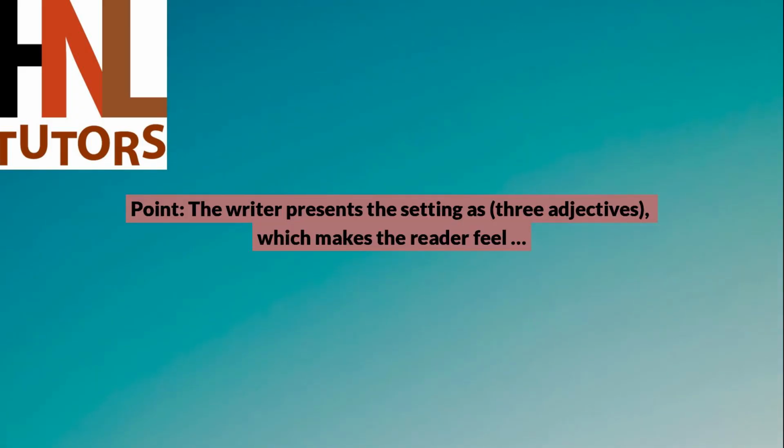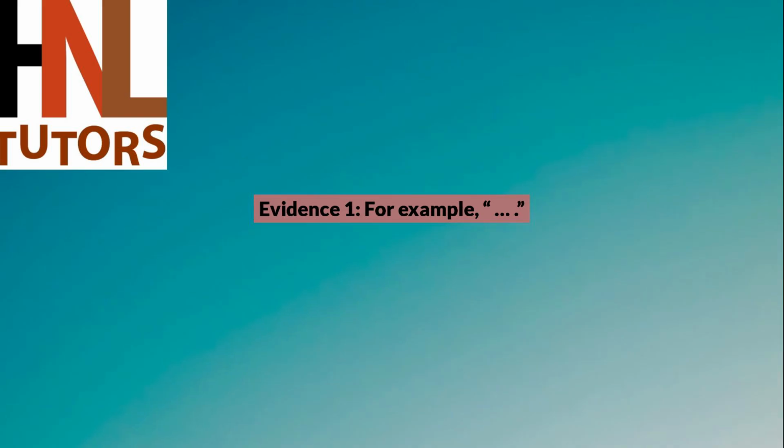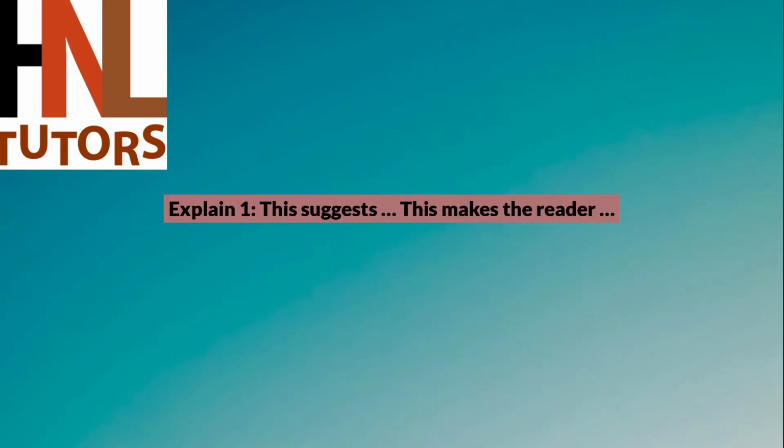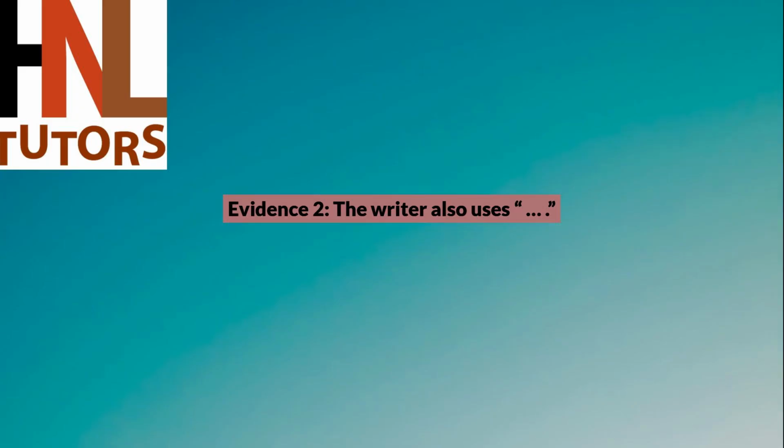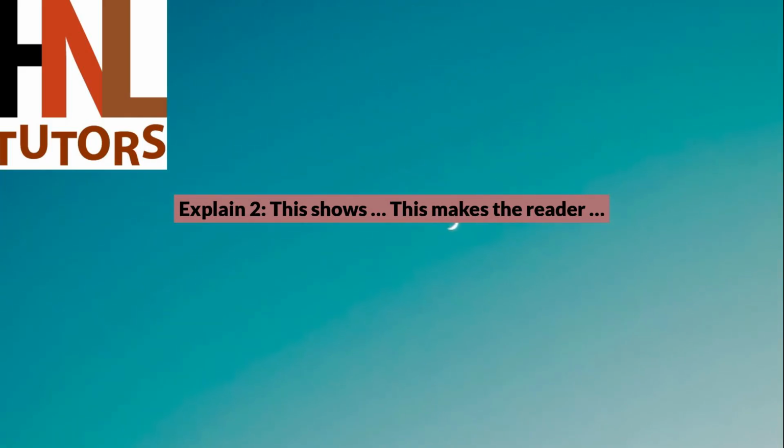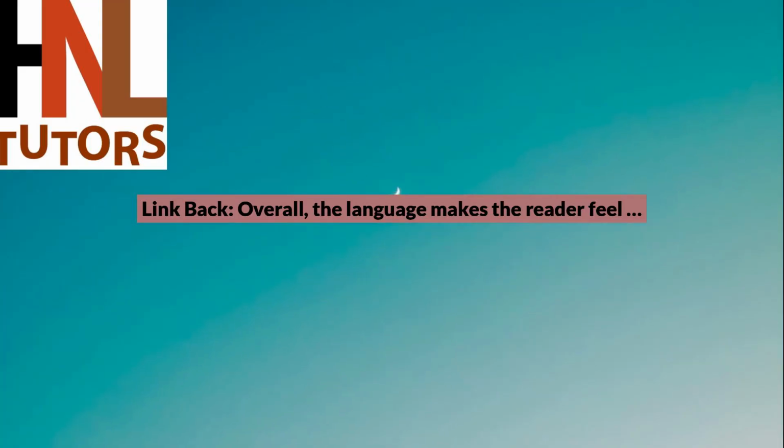Template to memorize. Point: the writer presents the setting as three adjectives, which makes the reader feel. Evidence 1: for example, quote. Explain 1: this suggests, this makes the reader. Evidence 2: the writer also uses. Explain 2: this shows, this makes the reader. Optional third: add a final quote and explanation. Link back: overall, the language makes the reader feel.